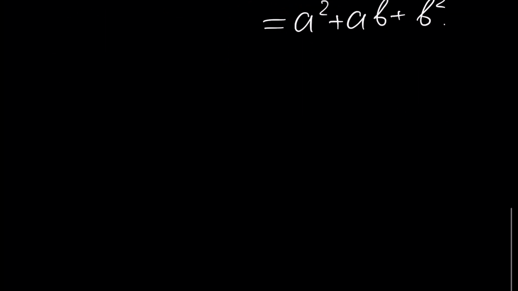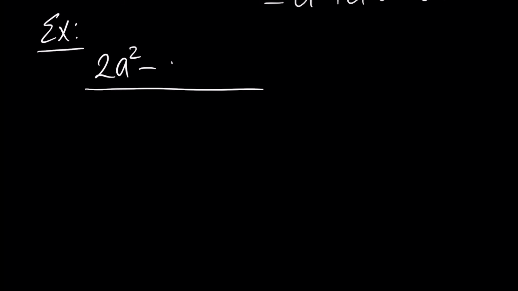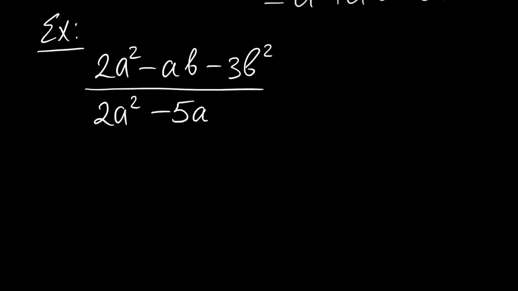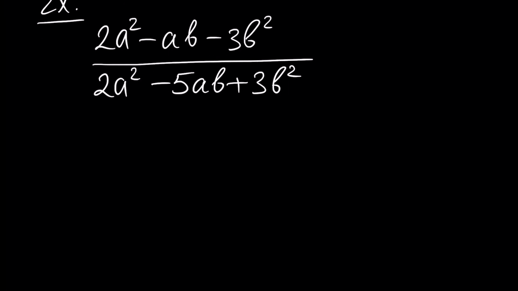Next example, a more complex example. Assume we want to perform reducing of this fraction: 2a squared minus ab minus 3b squared divided by 2a squared minus 5ab plus 3b squared. Let's denote this as A over B. And next, let's perform factorization of polynomial A.